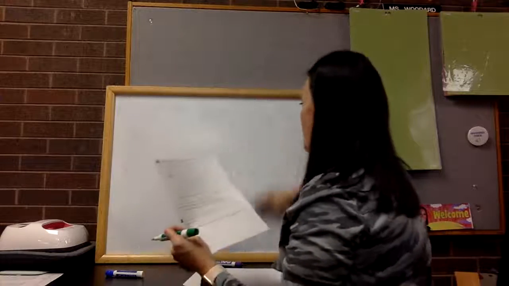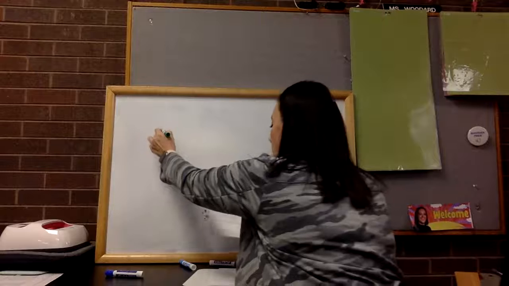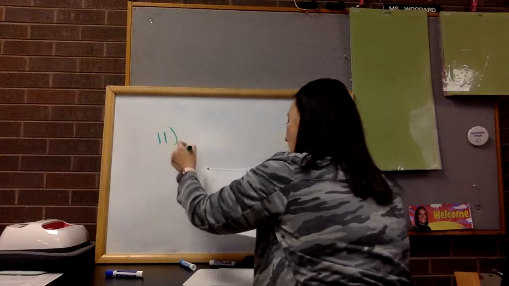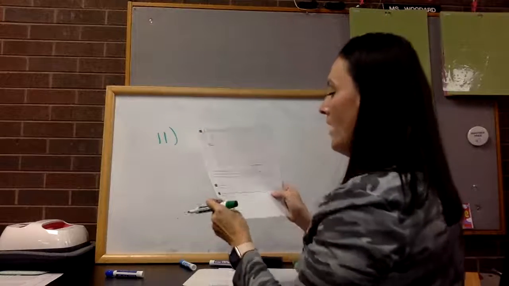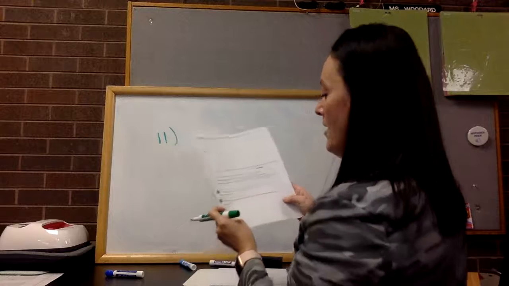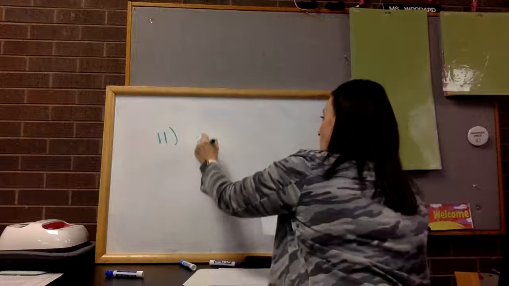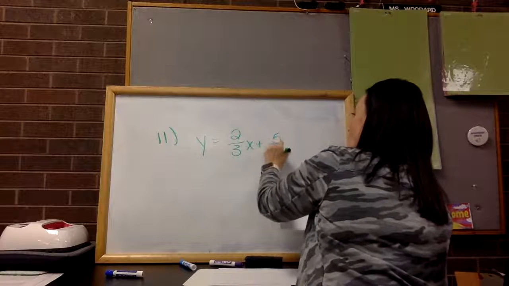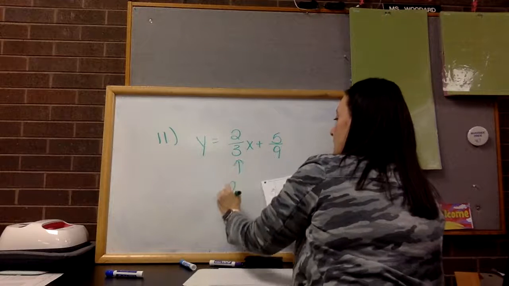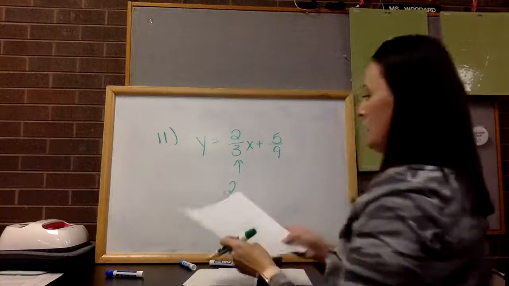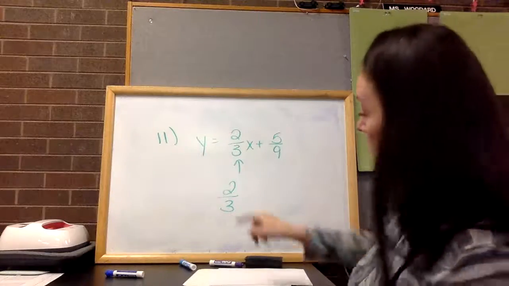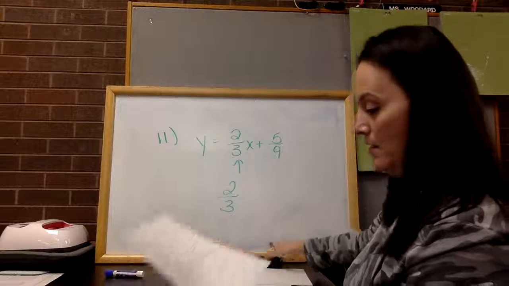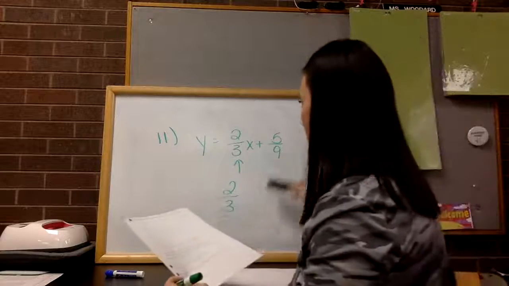Number 11, pretty easy for that one, I think. We're looking at the slope of the line, y equals 2/3 x plus 5/9. What is the m? The m is 2/3. So the slope of this one is 2/3. I want you to write it as a fraction, so you'll put in 2/3. That is going to be number 11.